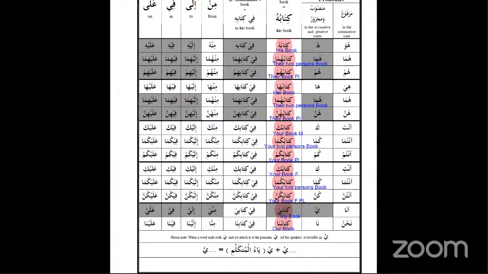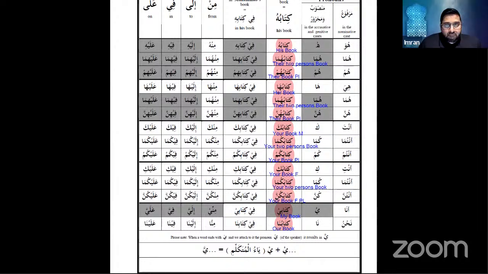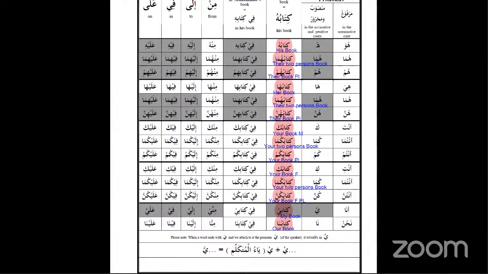Kitabuhu, his book. Kitabuhuma, two male people, their book. Kitabuhum, their book, male plural. Kitabuha, her single female book. Kitabuhuma, two female, their book. Kitabuhunna, their feminine, more than two people book.